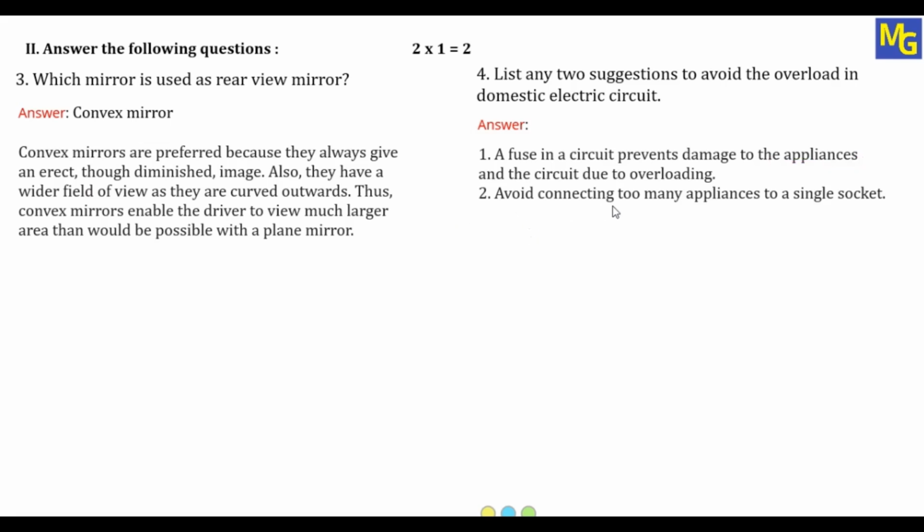Second, avoid connecting too many appliances to a single socket. There are many sockets in our house, but what we do is use many appliances in a single socket. In the same socket we keep our mobile for charging, and sometimes we use a mixer or an iron. We should not do that. If we avoid connecting many appliances to a single socket, we can avoid overloading in our electric current. So these are the two suggestions we can write for this question. Now we'll move to the next question.